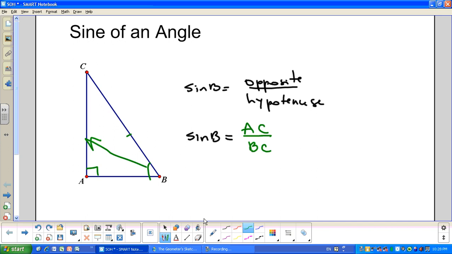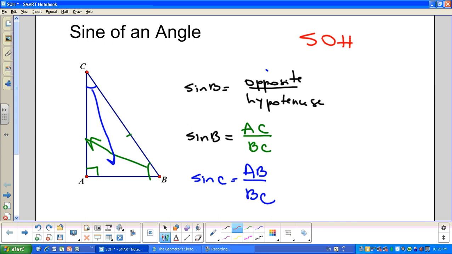Now I can talk about sine of angle C. Nothing stops me. Angle C is right here. Again, it will be opposite over hypotenuse. Opposite of angle C is AB. So it's going to be AB divided by the same hypotenuse, BC. There you go. So the definition of sine of an angle, let's remember that as being very important, is opposite over hypotenuse. Excellent.